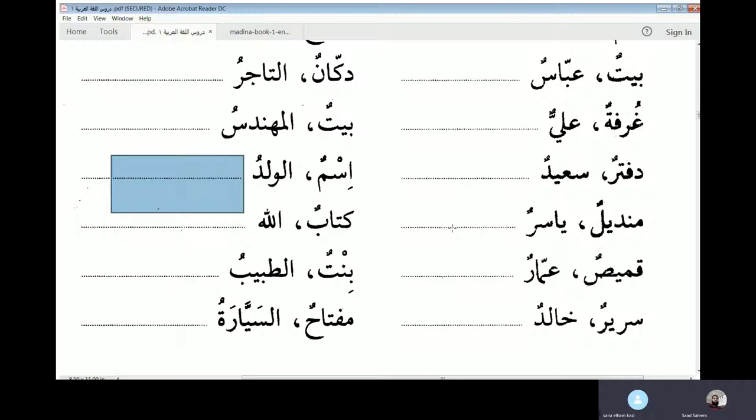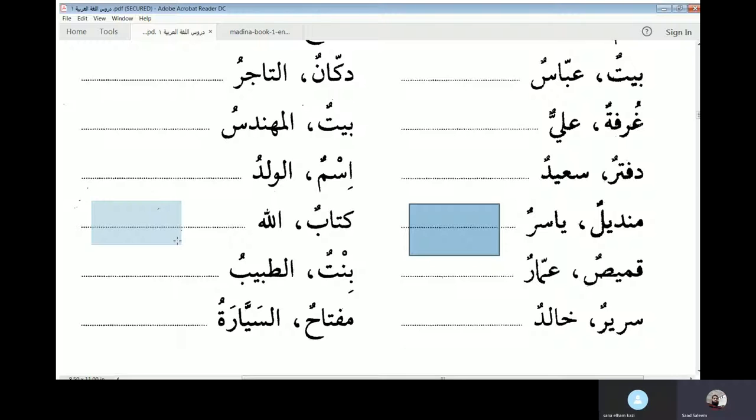اسم الولد. You cannot use the tanween because this word has alif lam. You will use one kasra only. Okay. Ismul waladi. Mindilu yasirin. Kitabullahi.